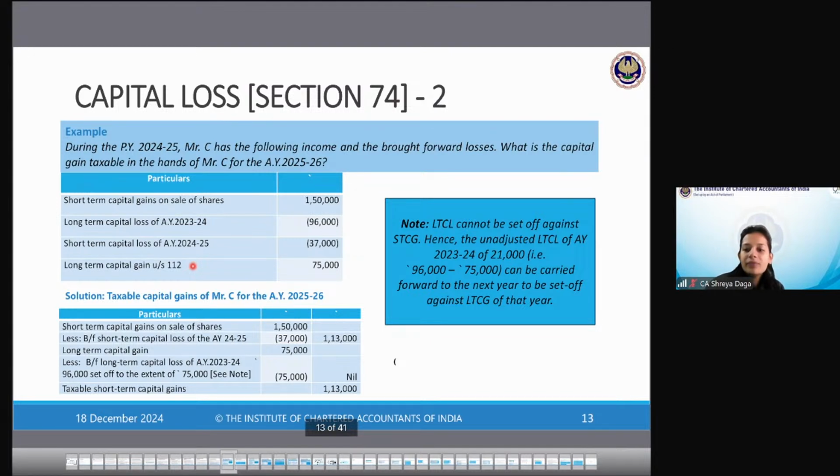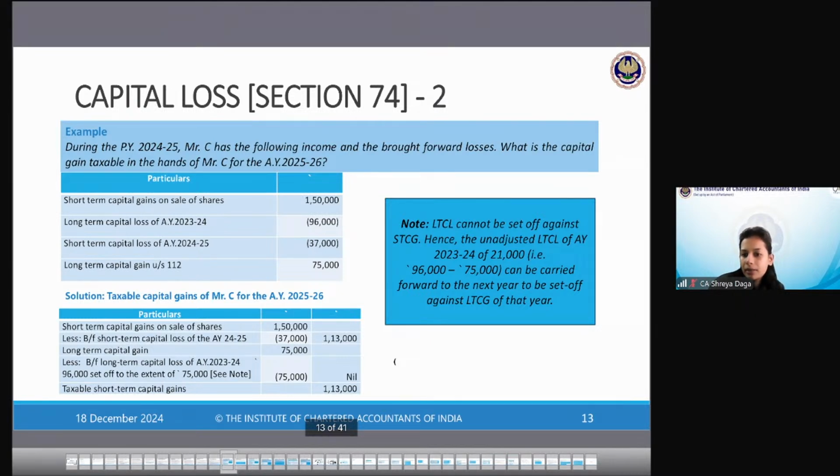112 doesn't enjoy the 1,25,000 limit. It's 112A, for a specific class of assets: equity shares, equity-oriented mutual funds, units of business trust, which are subjected to STT. Okay? Take care. Good you asked. At least you get to clarify.